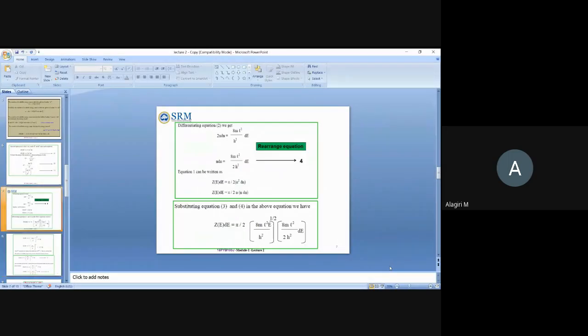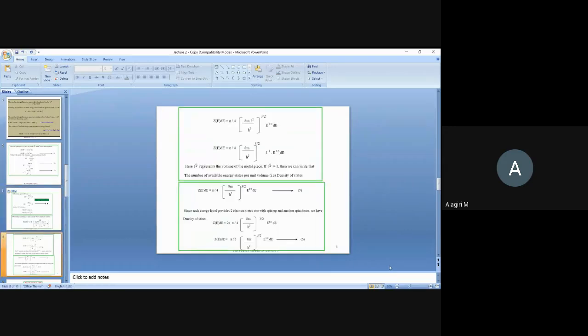Next, E power 1 by 2. E is not a common term. So E power 1 by 2 into dE. So Z of E into dE equal to pi by 4, 8 m divided by h square. Now I would like to take the L square from the square bracket. L square power 3 by 2. Once you take it outside of the square bracket, the equation becomes, that is L becomes what?